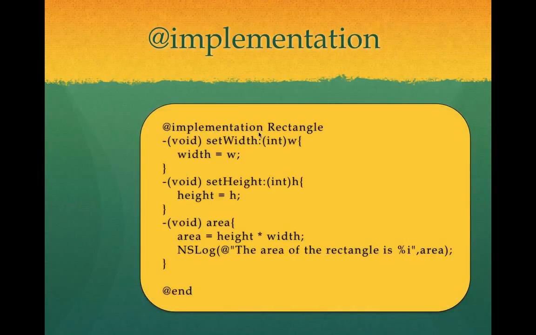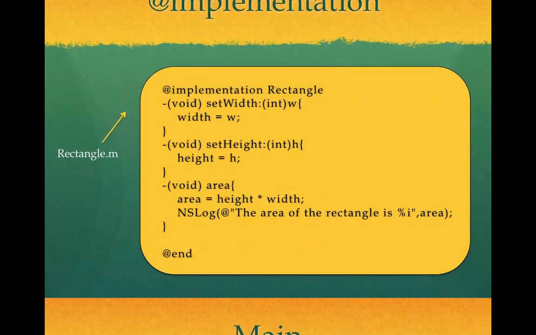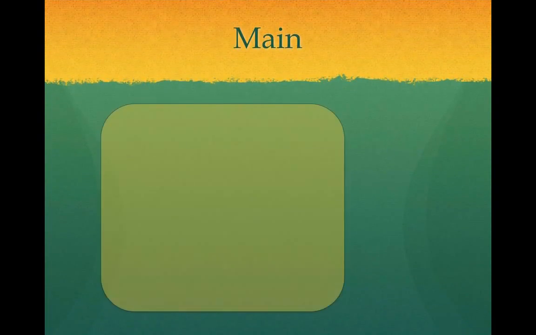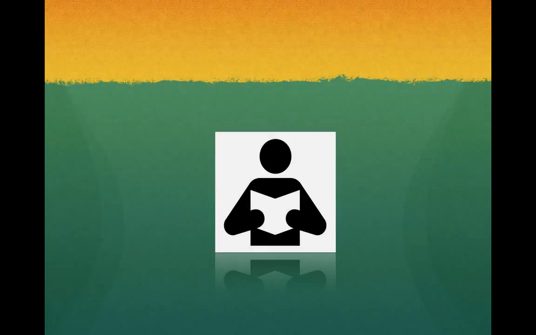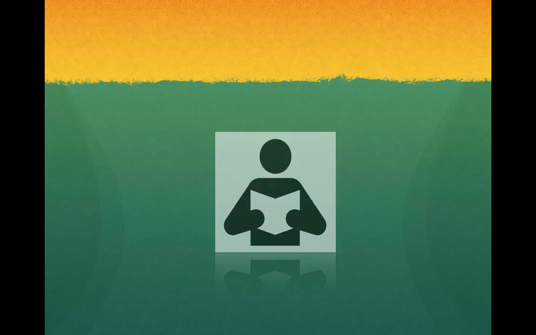So we use @implementation, our class name Rectangle, and then we implement all the methods. That's for the Rectangle.m. And for the main, we just have to import our Rectangle, then create an instance, use all methods using the square brackets to call a method, and then release our instance. So this is for the main.m. And that was all about revision.